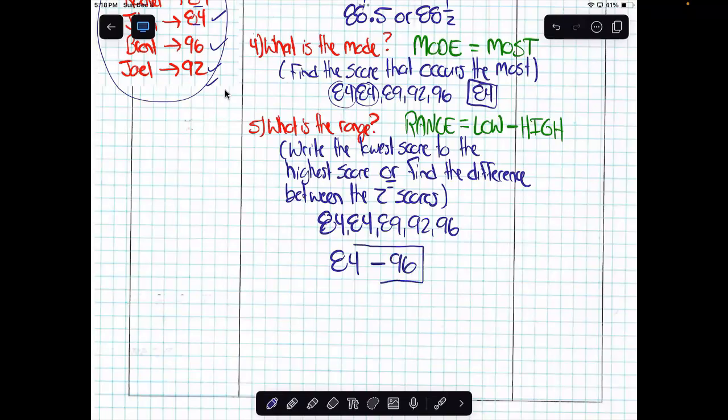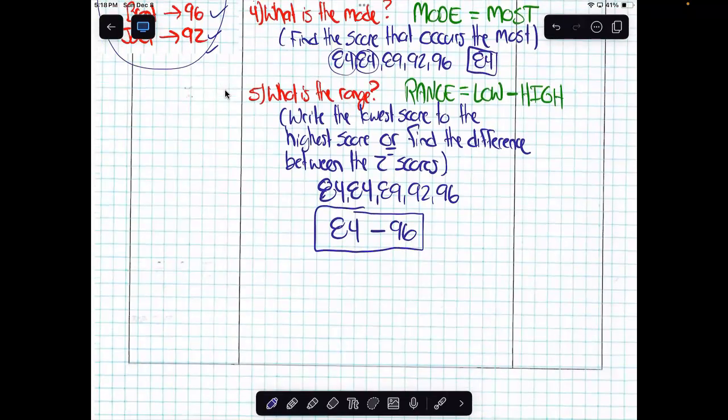This is the range. Now, there is a second way to find range, and we'll talk about this in class too. You could find the difference between the highest score and the lowest score. So the second way to find range is to take the highest score and subtract the lowest score from that. 96 minus 84, 6 minus 4 is 2, 9 minus 8 is 1. You could also say the range of the data is 12. So you can list the data from low to high, or you can find the difference between the data.